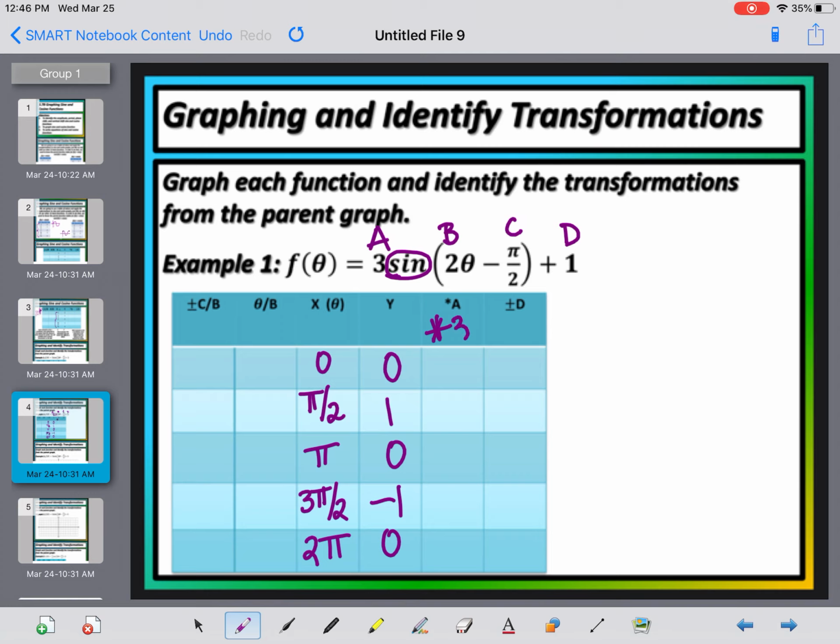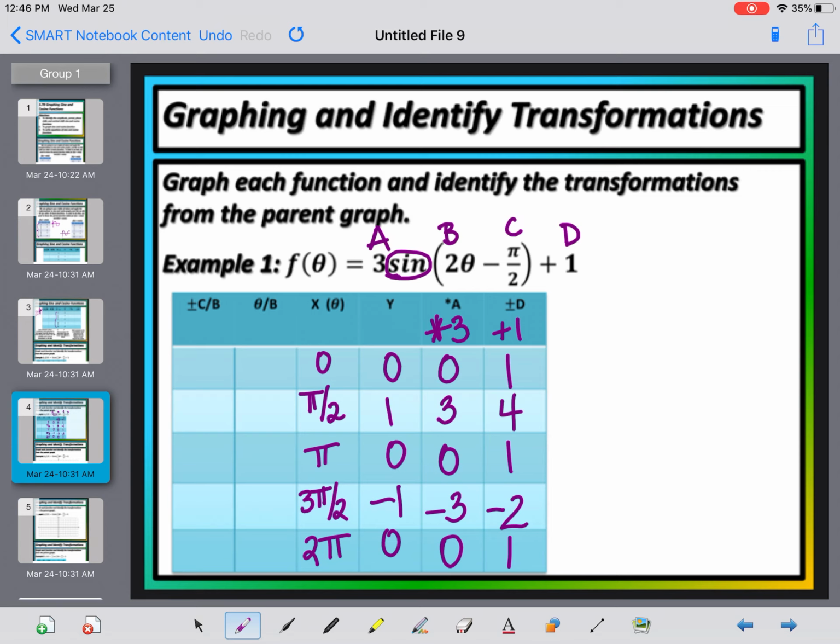So my a value is 3. My next column I'm going to multiply by 3. And then finally D. D is plus 1 in this case. Very, very similar to transformations.